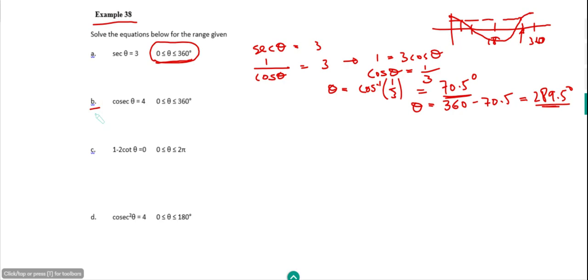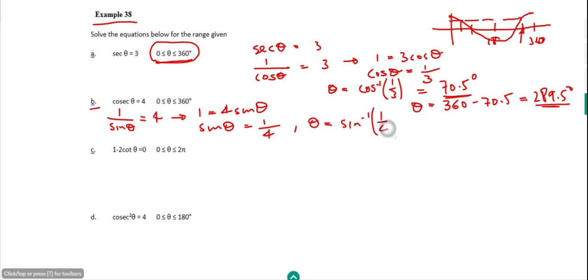Again, if we look at B, it's a similar process. So we're going to say cosec theta is equal to 4. We're now going to write it in terms of either sine, cos, or tan. Cosec is equal to 1 over sine theta, and so 1 over sine theta is equal to 4. From that, 1 is equal to 4 sine theta, and sine theta is equal to 1/4. So we're going to then find theta, our working angle. Theta is equal to sine minus 1 of 1/4.